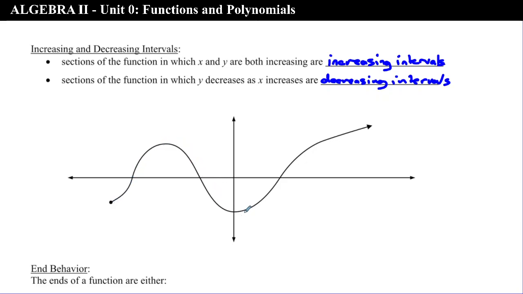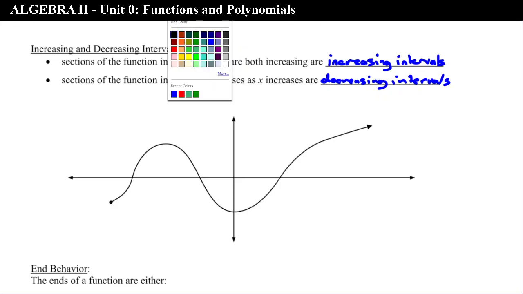Where the graph goes down, we're decreasing. Where the graph goes up again, we're increasing. Okay, so it's fairly simple to pick out when we're looking at it on a graph. Okay, so let's go ahead and let's plot where things are.